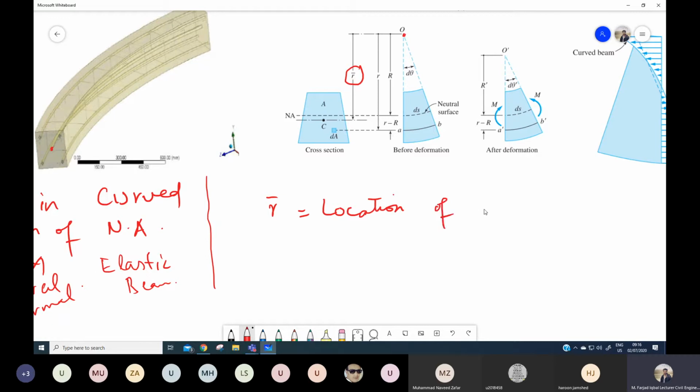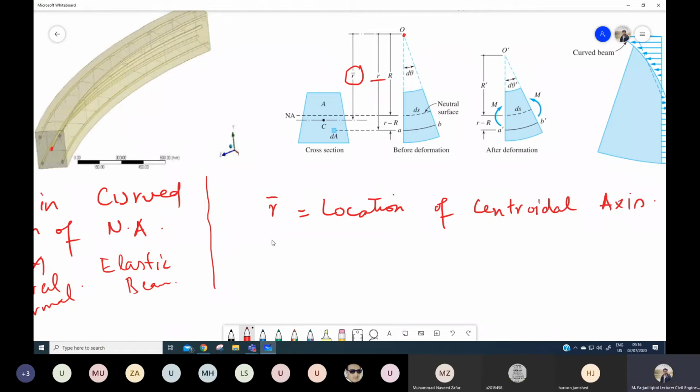This is not available on the slide, so I'd suggest you make your own notes because I have taken some parts from different books, so even in the books, the whole derivation won't be the same as we'll be doing in the class. So this R dash is the location of the centroidal axis.